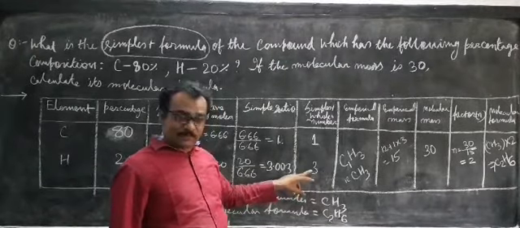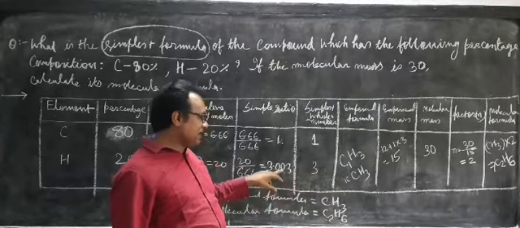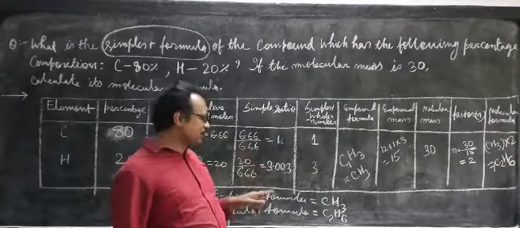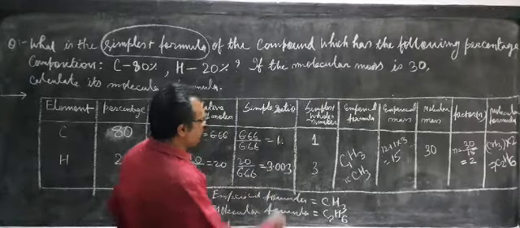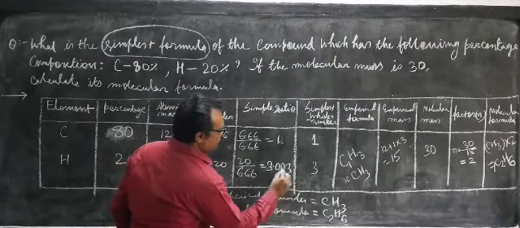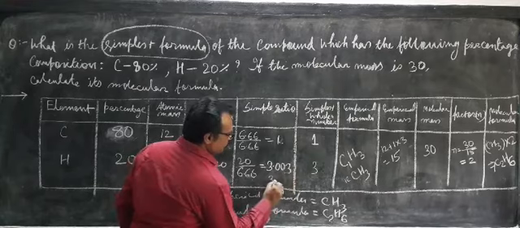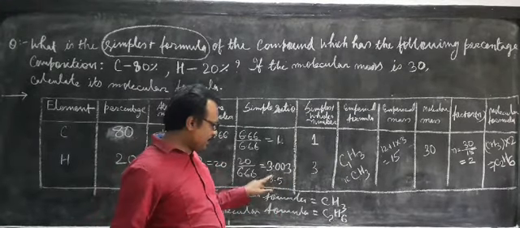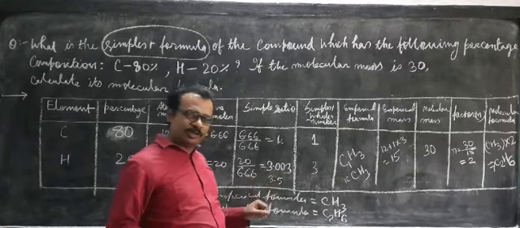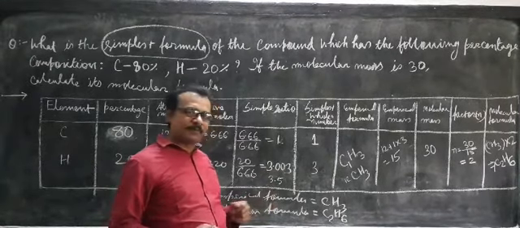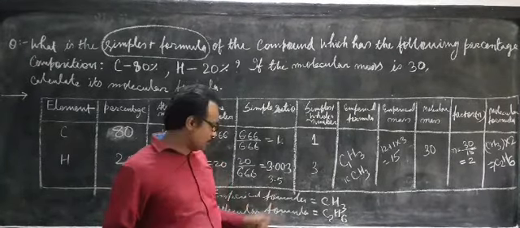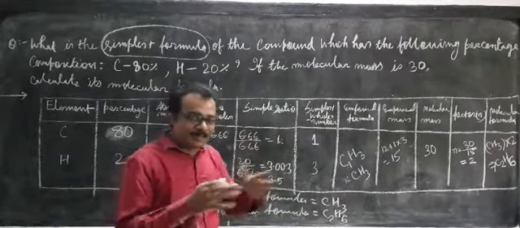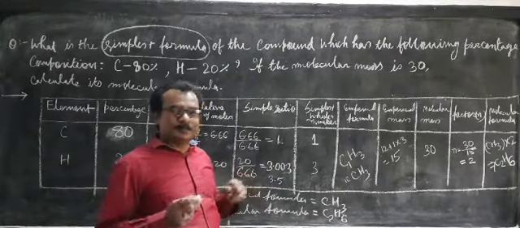Sometimes it may be possible that something cannot be neglected. Suppose that instead of having 3.003, you got 3.5. Then what will you do? This 0.5 cannot be neglected. It is a big number. So how to do the approximation?